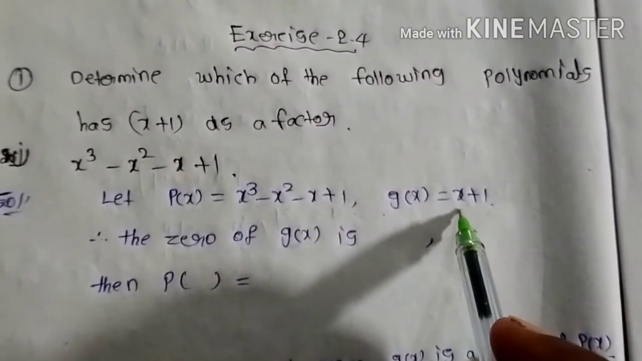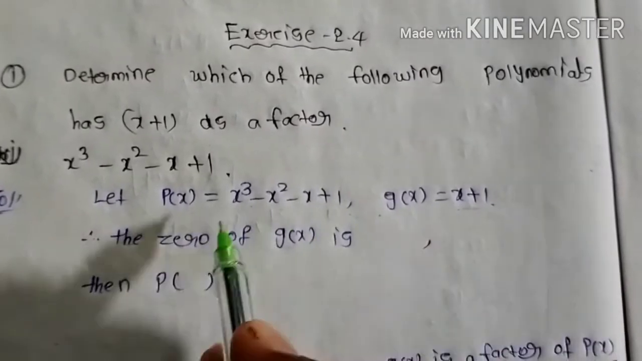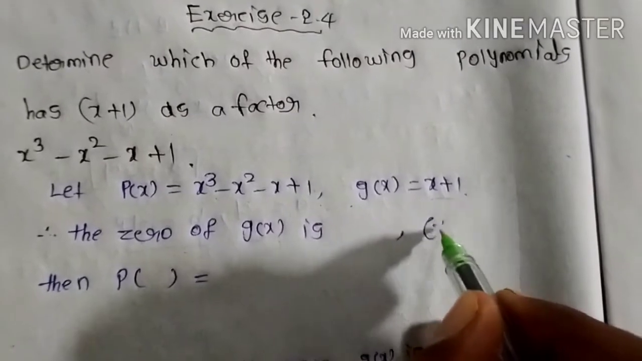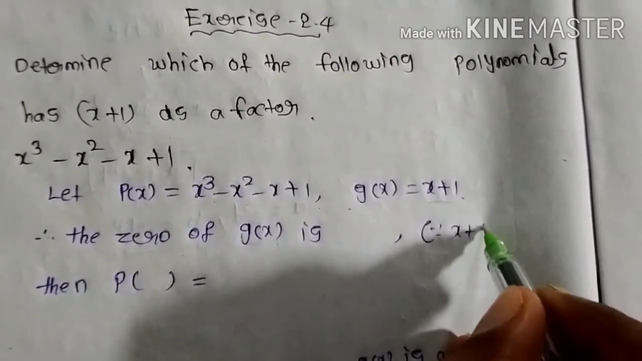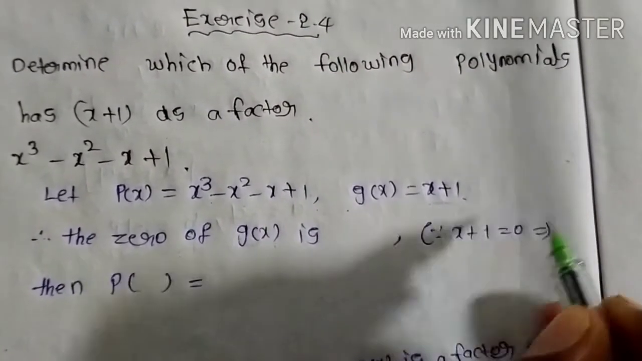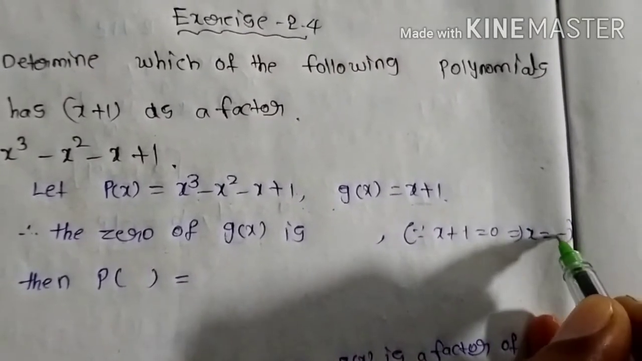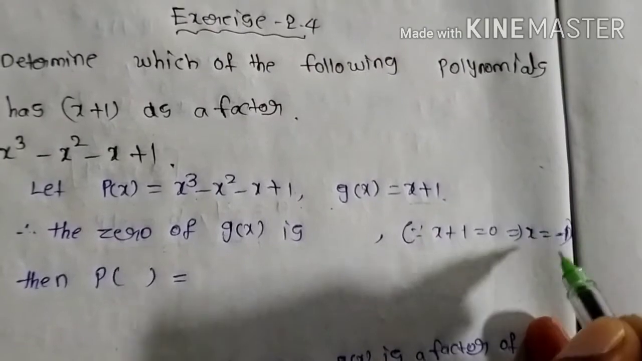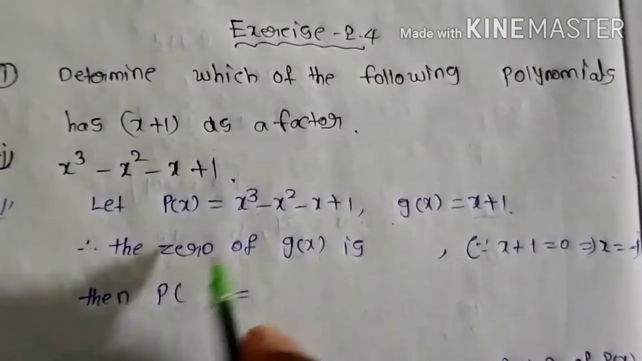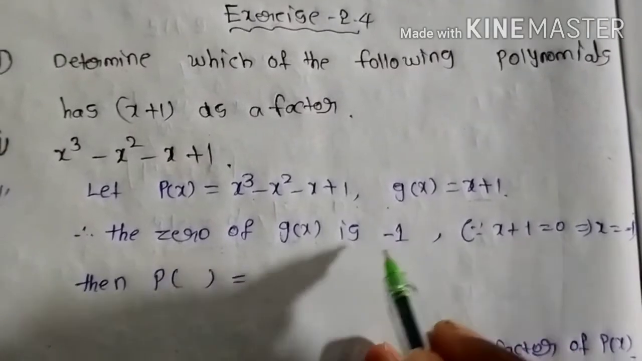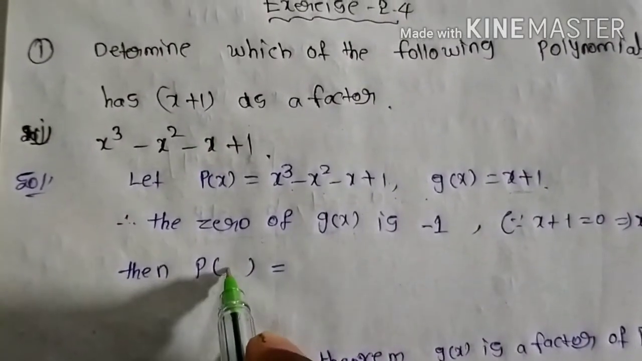First of all, you can find the 0 of x plus 1. Yes or no? See, the 0 of g of x is, how can you find the 0 of x? You know that we can just equate to 0. x plus 1 is equal to 0 means can I write x is equal to minus 1 or not? x is equal to minus 1. That means the 0 of g of x is how much? Minus 1. That means you can write then p of minus 1.